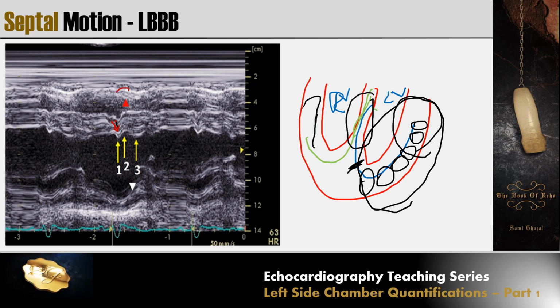Look at this arrowhead here. You have the RV thickening, but now the septum will be pulled up with the RV when the RV contracts, because it is unopposed by any contraction of the LV. There is no contraction of the rest of the LV. So it will be pulled up, and we call this, the septum going down and up, septal flash. So it is septal flash.